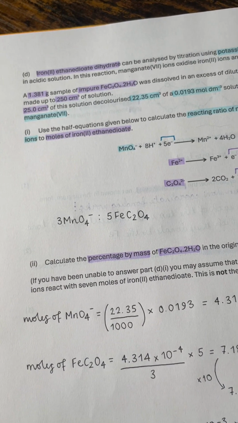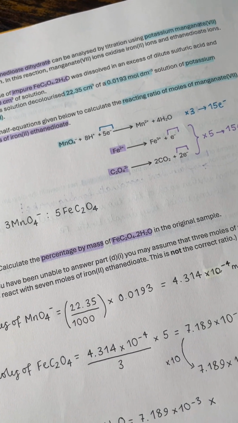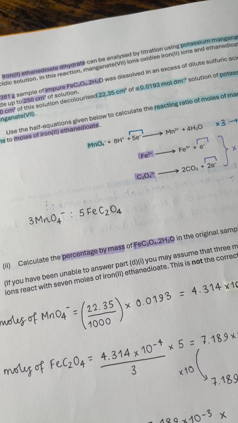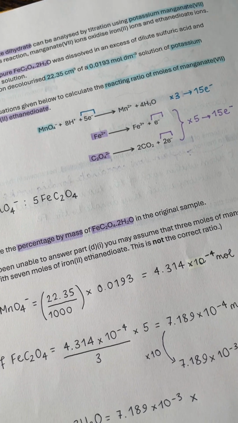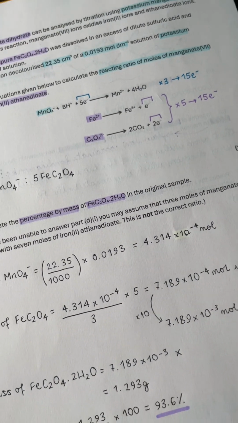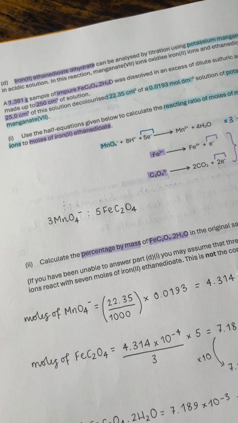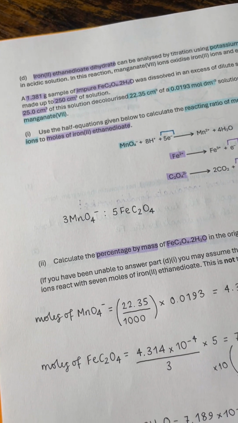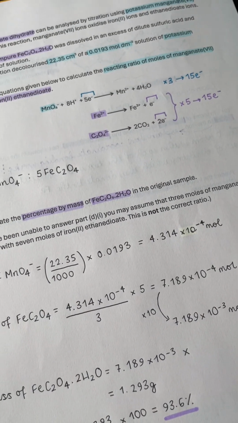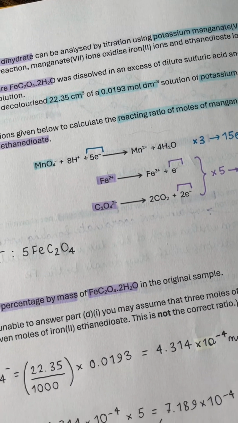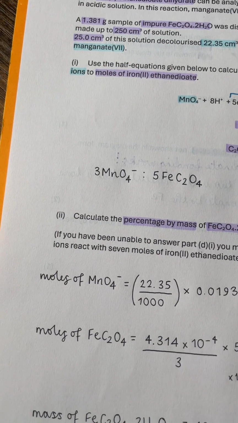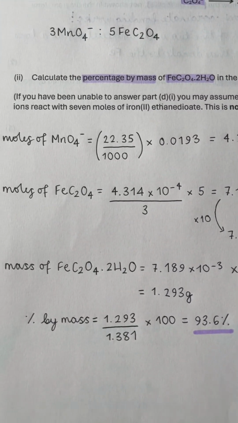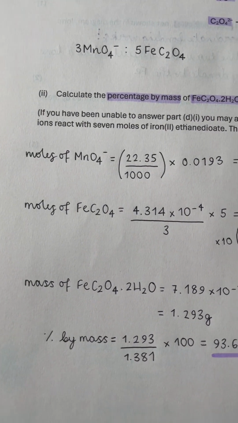Notice how in part II it says if you've been unable to answer part I, you may assume that 3 moles of manganate 7 ions react with 7 moles of iron 2 ethane dioate. This is not the correct ratio. AQA are very good at doing this, in that if you need part I to do part II, if you have failed to answer it at all, they will give you an answer that you can then carry forwards. So if you were not sure how to use these equations to work out the reacting ratio, you can then still get full marks for the second part of this question, which is out of 5, because you would have the ratio, instead of being 3 to 5, as 3 to 7.